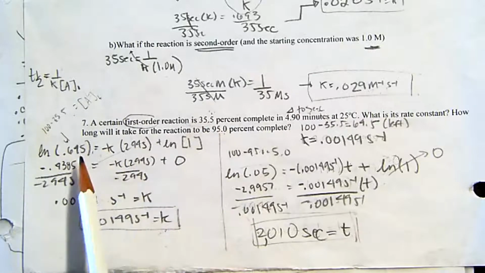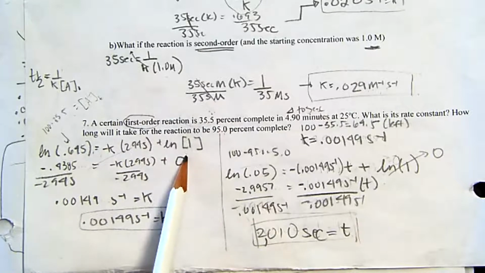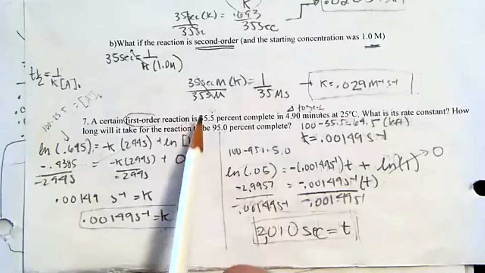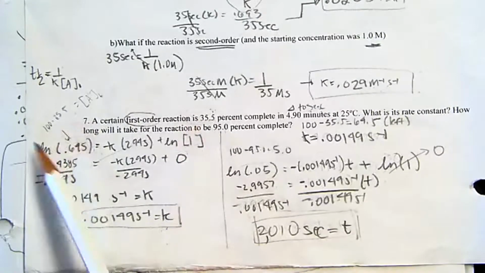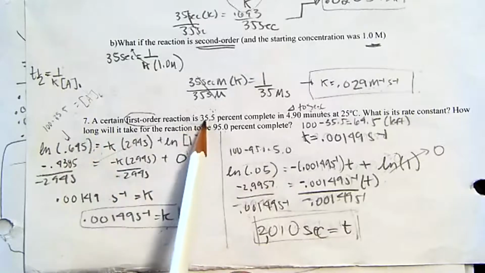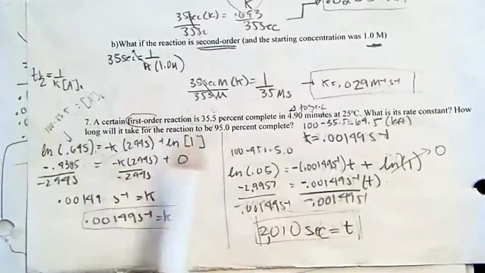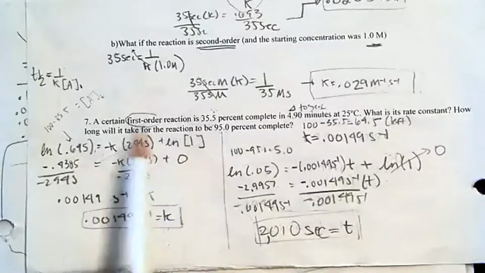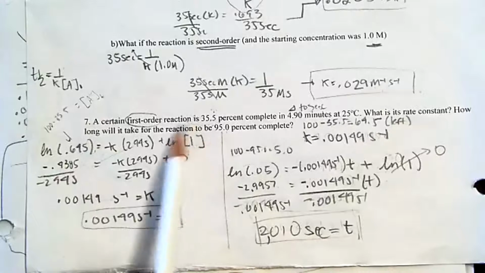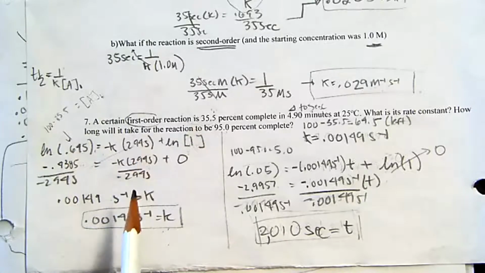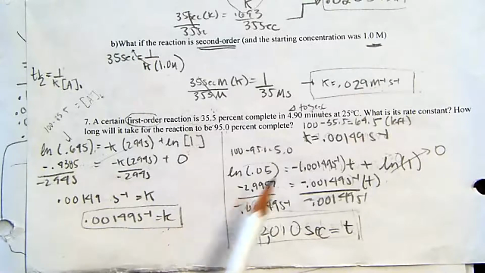If I treat the original as 1, 35.5% of that has happened. So 1 minus that, or 100 minus that, is this. So if this much has been consumed or completed, you have this much left. So you start with 1, I did 0.645, or you could have done 100 and 64.5 or something, and 64.5 of whatever that is. There's my time, and I solve for K. What is the rate constant? So I get that. It's first order, so it's just seconds negative 1.